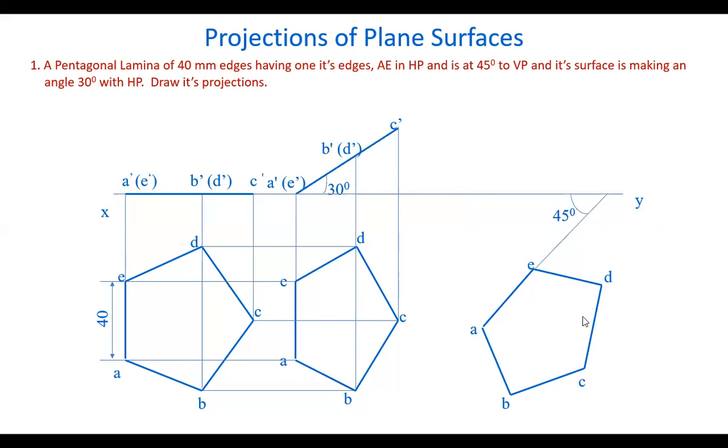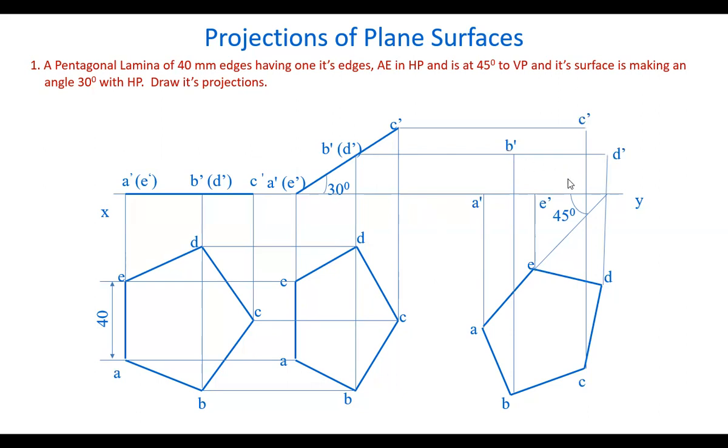Now, after drawing this top view, let's draw its front view. Draw projectors from all these points and horizontal lines from these points here. Mark the intersection points, you get A, B, C, D, E, all the intersection points here in the front view. Join them by straight lines, we get the front view. So this is the final front view and final top view, the final projections of the plane lamina when its surface is making an angle with both the planes.